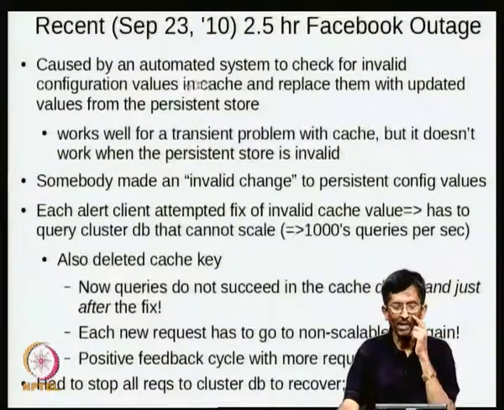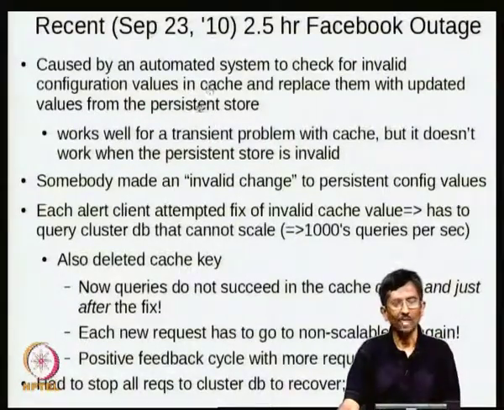Now, there could be a problem either in the cache or in the persistent store. This particular automated system that was designed works well for a transient problem with the cache, but does not work very well when the persistent store is invalid. For some reason, somebody made an invalid change in the persistent configuration value.